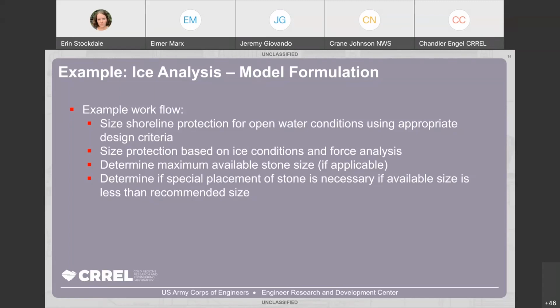Because I know, talking to Omaha District, when I told them that they needed a D50 of 6 feet for the Yellowstone, they just laughed because they said, well, there's no place to get that. So they obviously had to figure out something else that they would do. And then determine if special placement or some other conditions are necessary that may help with solving some of the available size that is there versus the failure criteria that we were just discussing.